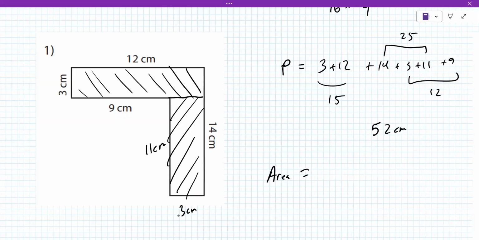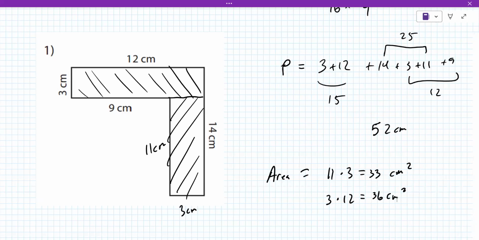Sorry, do you have the final answer? I'm not trying to rush you. I just didn't know if you got it. 60 centimeters squared. So 11 times 3 is 33 centimeters squared, plus 3 times 12 is 36 centimeters squared.